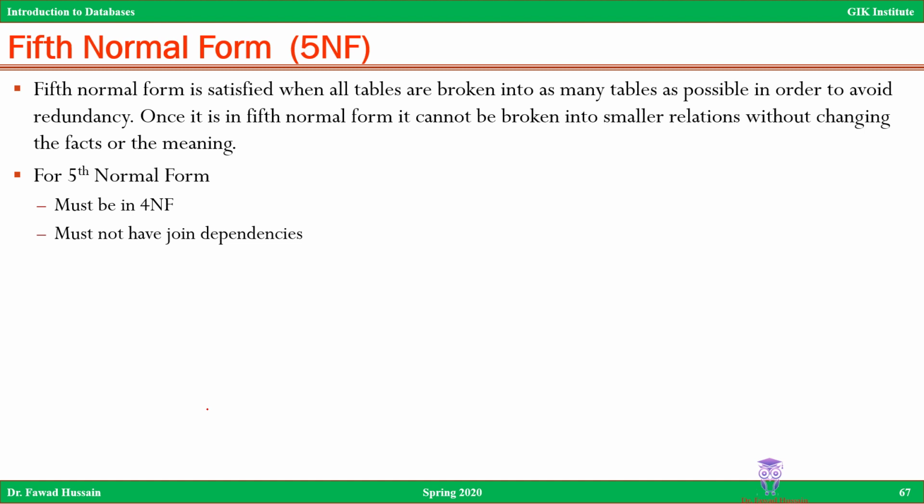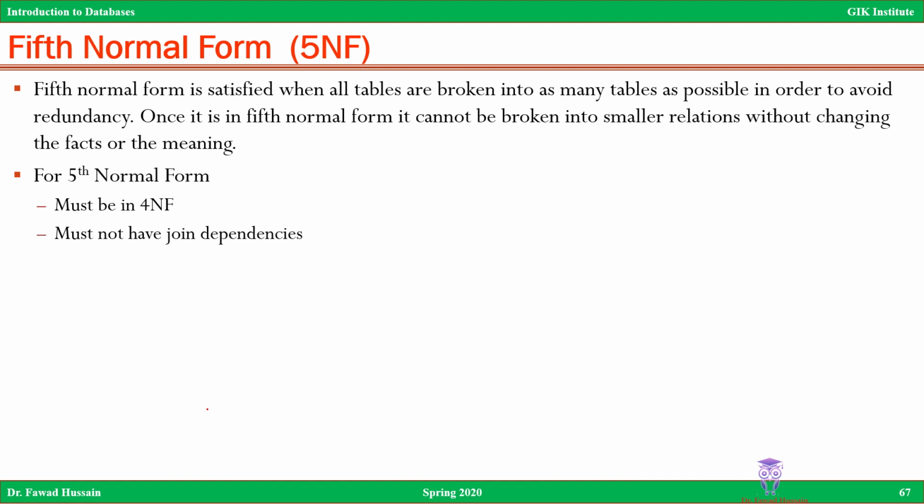And the final form of normalization that we will study in this course is called the fifth normal form. The fifth normal form is satisfied when all tables are broken into as many tables as possible in order to avoid redundancy. Once it is in the fifth normal form, it cannot be broken further into smaller relations without changing the facts or the meaning.